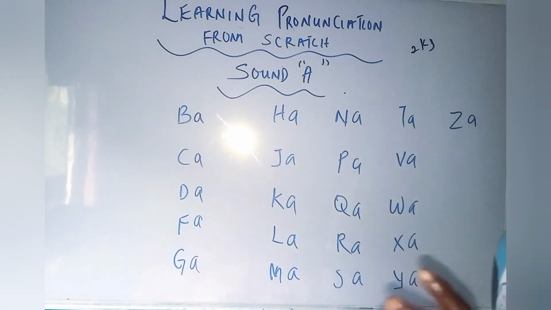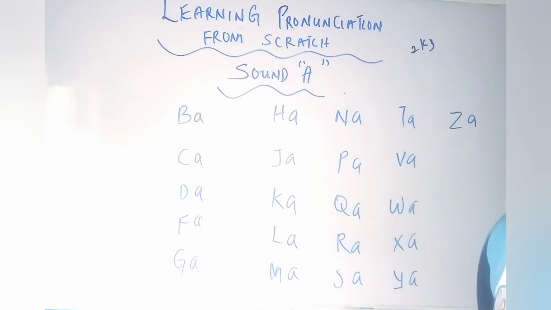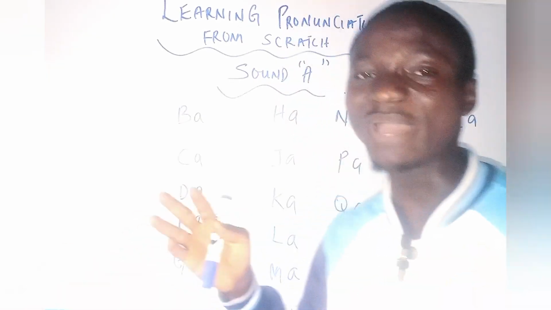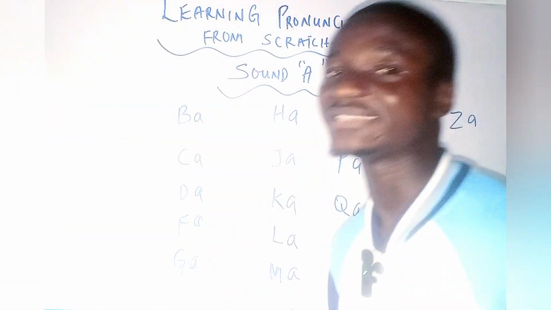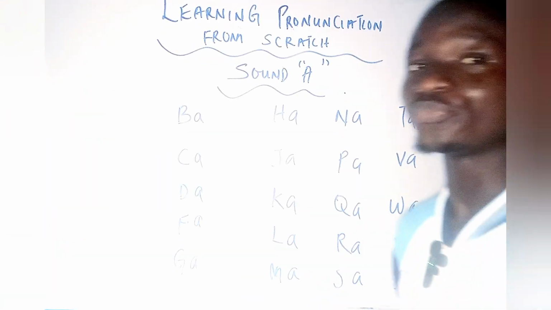Now, YA, because Y is Yi, A is A, it's going to give us Ya. Again, Ya. Now, ZA, because Z is Zi, A is A, merging them is going to give us Za. Again, Za. Now, listen, there's something you want to attach to it.